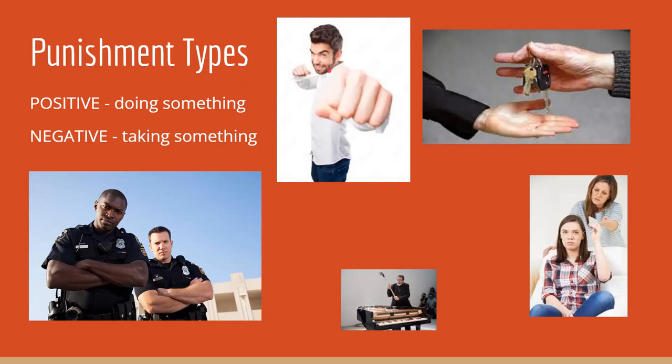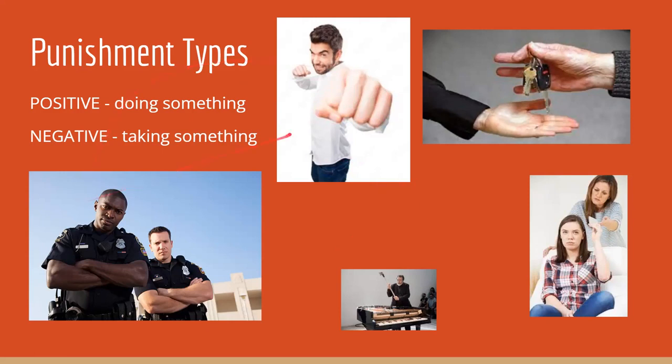Well, hopefully this hasn't happened to anyone you know or yourself, but let's say you did something bad and your parent punched you. Hopefully that wouldn't happen, but that's a positive punishment because they're doing something. They're doing something to try to stop it. In this case, it's hitting.